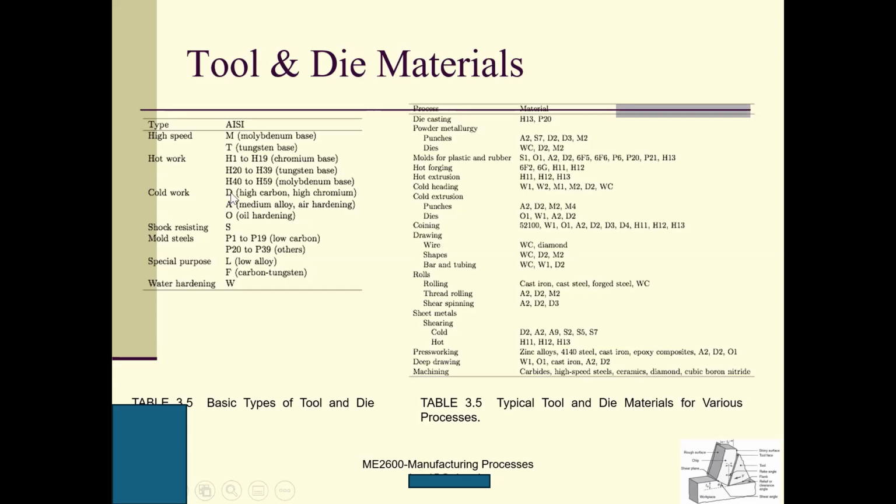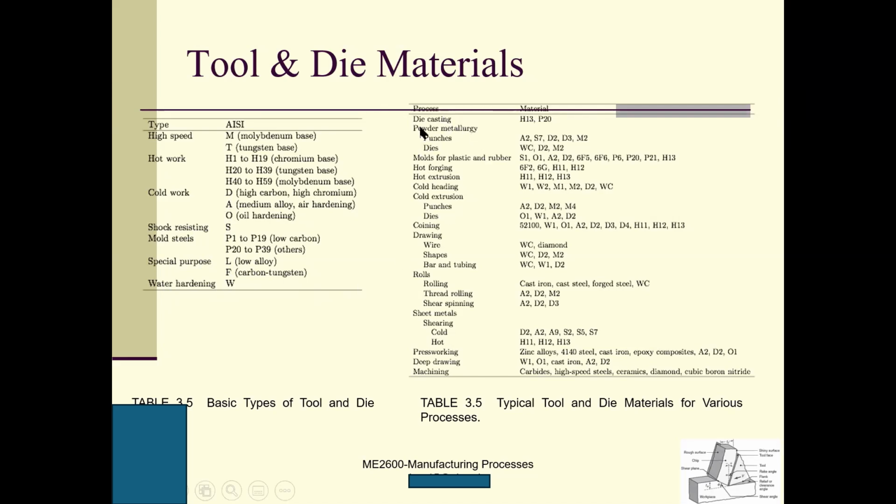So cold work, they use the high carbon, high chromium D grade. This is the D series, A series, and O series. And shock resisting steels usually have more carbon. Mold steels are very high too. So the hardness is very high, very strong. For special purposes, you use low alloy steels with carbon and tungsten. This is water hardening, and uses tungsten carbide. I'm sorry, this is a W.